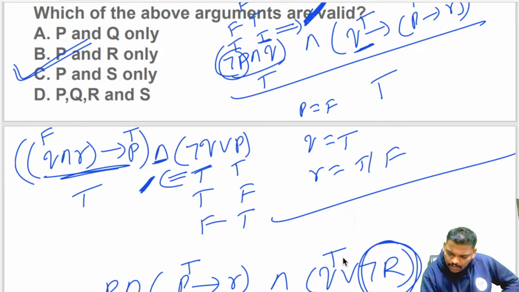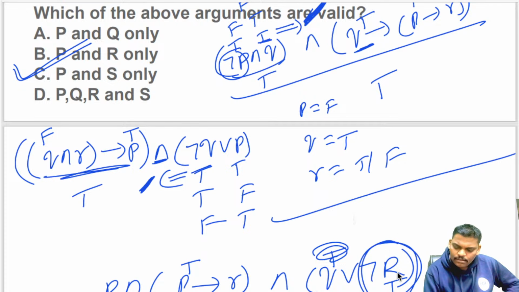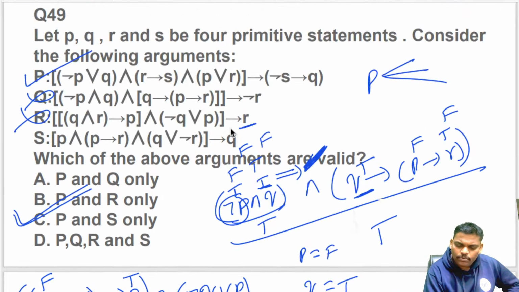R is true, right? R is true means negation R is false. So Q should be true. That's what he is saying. Q should be true, right?